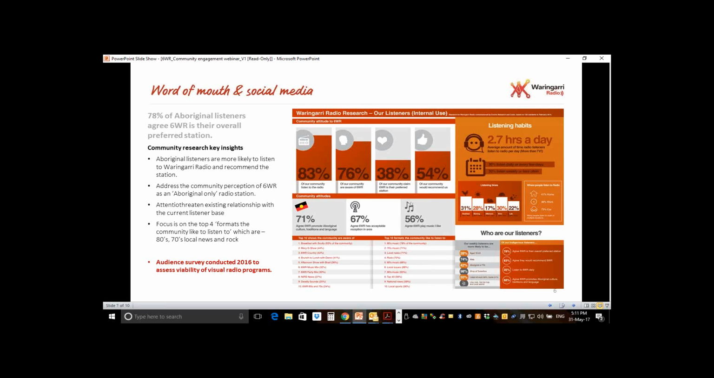Our word of mouth says that 78% of Aboriginal listeners agree that 6WR is their overall preferred station. That was from the 2014 general survey that we did. The community research key insights were that Aboriginal listeners are more likely to listen to Waringarri Radio and recommend the station, and that we should address the community perception of 6WR as an Aboriginal-only station. That's what led to our next three-year strategic plan, to ensure that we engage more, not just with the Aboriginal community, but with the general residents.